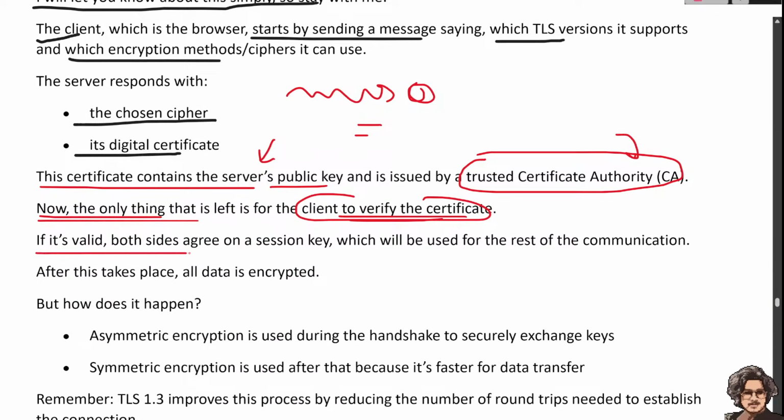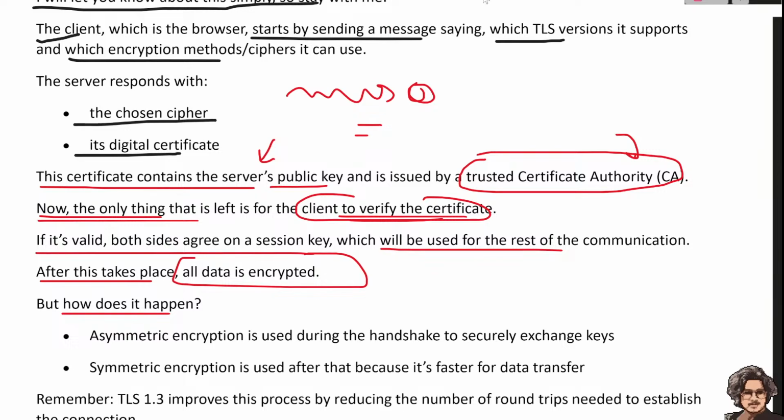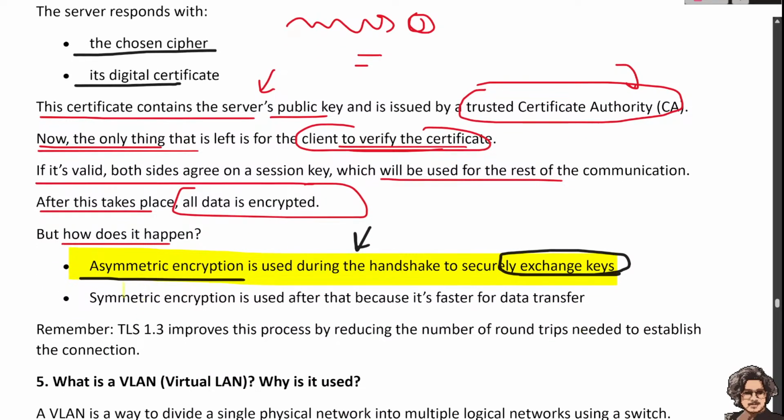If it is valid, both sides agree on the session keys, which will be used for the rest of the communication. After this takes place, all the data is encrypted. But how does it happen? Asymmetric encryption is used during the handshake to securely exchange the key, and then symmetric encryption is used after that because it is faster for the data transfer.